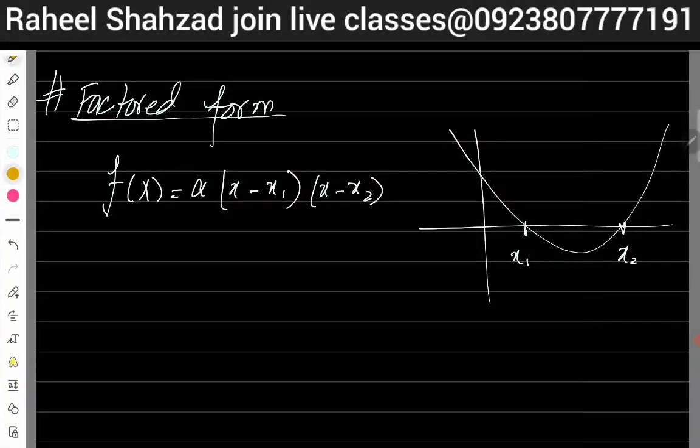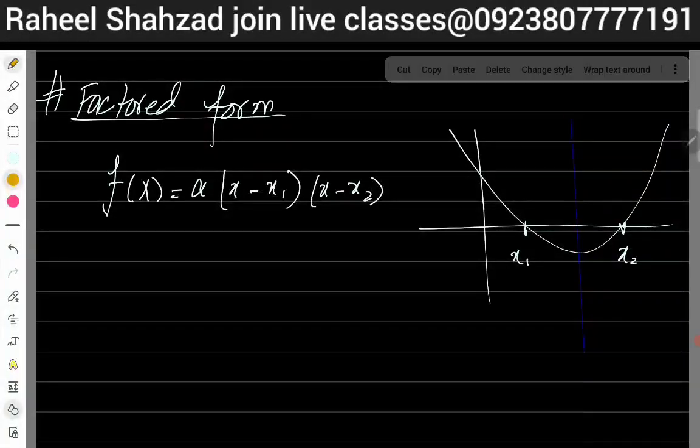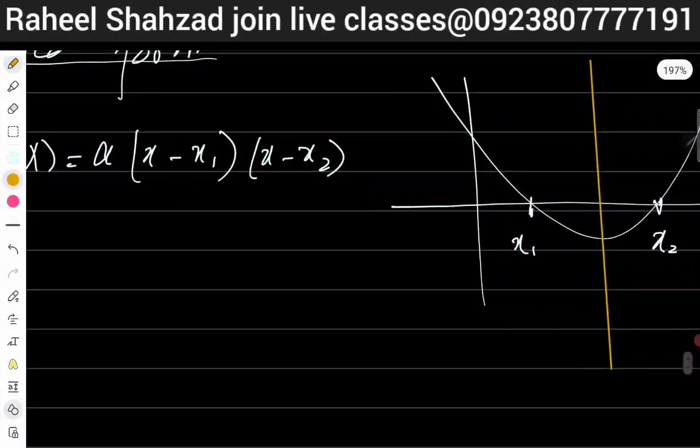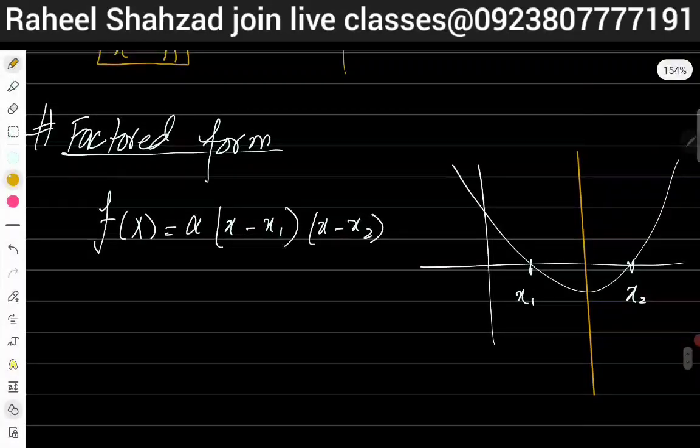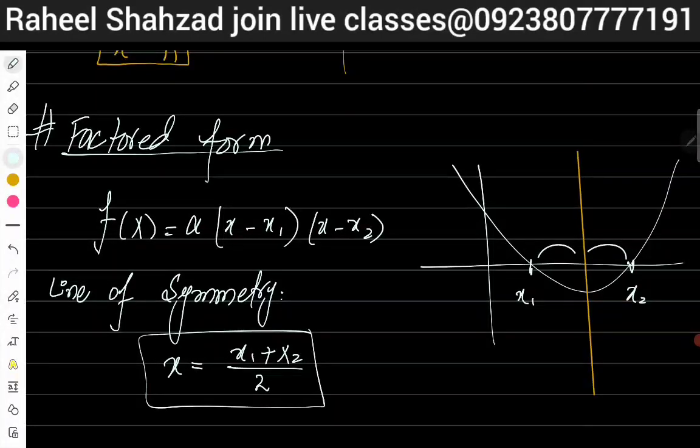Now obviously your line of symmetry is a line that divides the whole graph into exactly 2 parts, and it is passing through the middle of the curve. Okay, it divides the curve into 2 parts. So this is the middle of x1 and x2. So we say that line of symmetry is given by x is equal to (x1 plus x2) divided by 2. By doing so, we get the equation of line of symmetry.